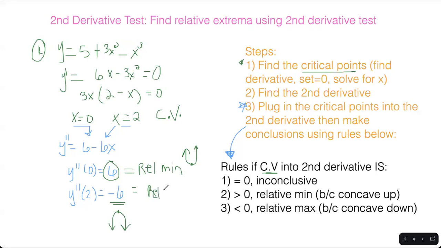Now, we don't know if it's the absolute or not. Doesn't matter. We're not concerned. We're just trying to figure out, could this be a maximum or minimum point based on the second derivative? Okay, so that is what we're doing. That's all we're doing. Find the critical points, find the second derivative, plug those critical points into the second derivative, and then determine would those be max, mins, or inconclusive.